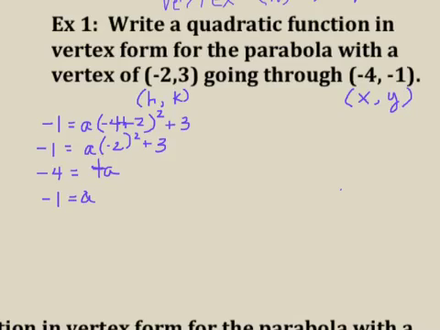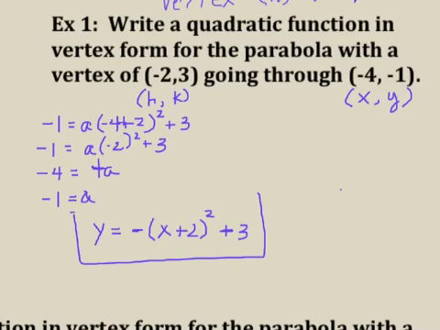So we're going to finish the problem by substituting back into the equation a and the vertex. So it means y is equal to -1. We don't need to really write the 1, we can just put the negative. And then x minus -2, so plus 2. Square it. And then plus 3. And that is the equation of our quadratic function.